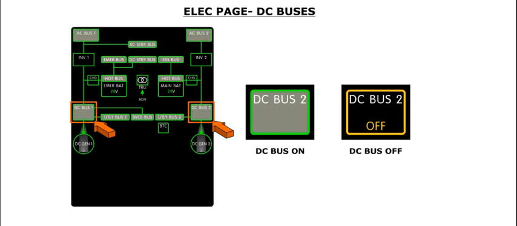The status of each DC bus is indicated by a square with a DC bus label. The bus number is specified in the label. A green square with a gray background indicates that the associated DC bus is on. An amber square with an amber off label means that the associated DC bus is unpowered.